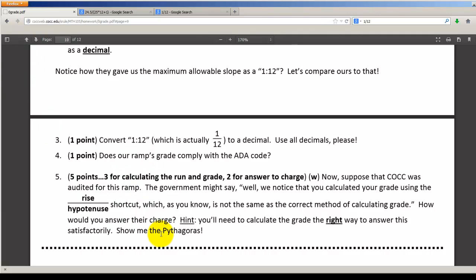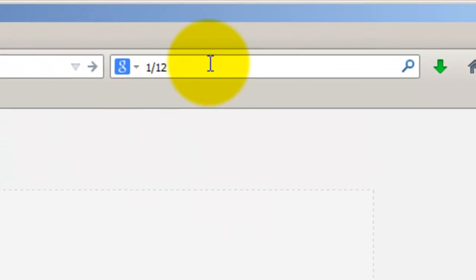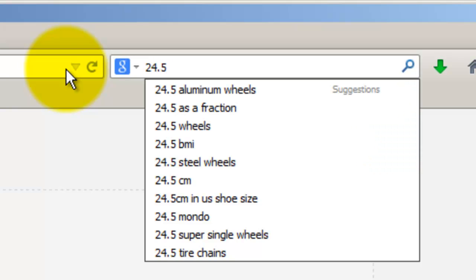And then last but not least, we did it the wrong way, but we want to do it the right way because this is a government operation. Right? Hopefully they've got some precision involved. So what we're going to do is calculate the grade the correct way now. Now this is going to seem a little bit strange. I'm going to do the whole calculation up here in the Google bar. We still know the rise is 24.5 inches.